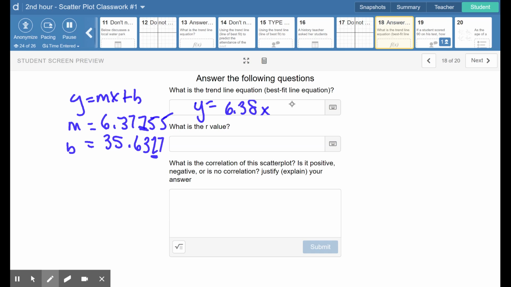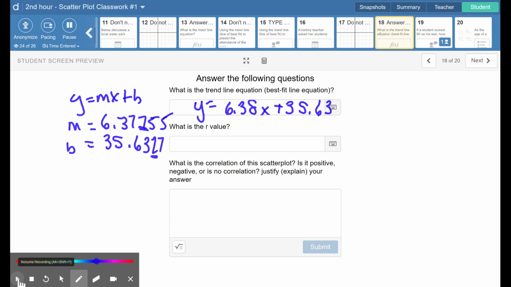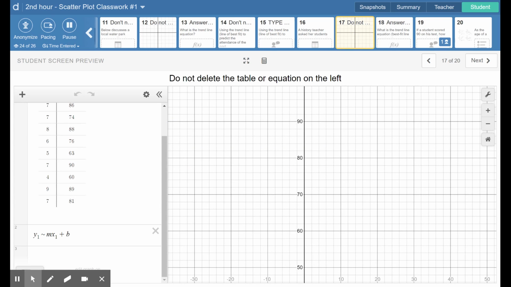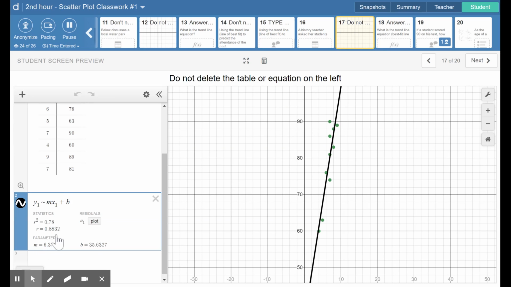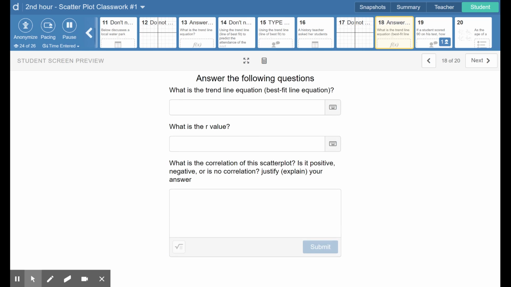Now this is a 2, so I'm just going to do 35.63, and then that is our equation. Now in the same location, if you go back to the grid before, our R value is shown. Our R value is 0.8832. And this is where I got my M, this is where I got my B. So you're allowed to go back and forth. So when I switched screens, it erased.